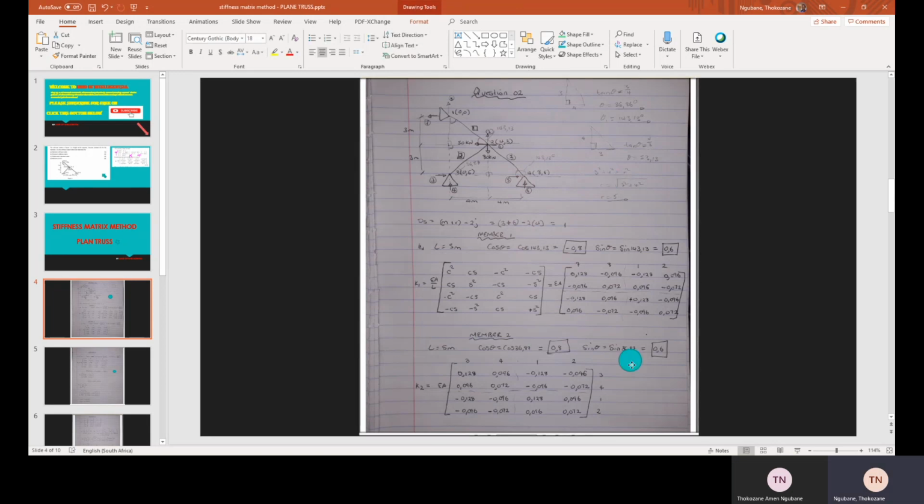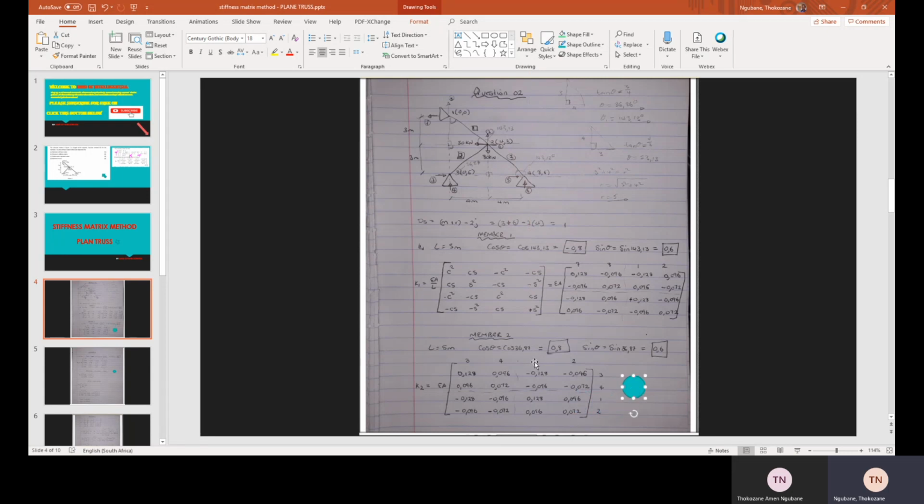Let's look at here. Okay, we're going to group. Look at here. Horizontally, we have 1 here, and also we're going to have 1 here, which is 1 is to 1. On member 2, we have 1 here, and then we also have 1 on the side.